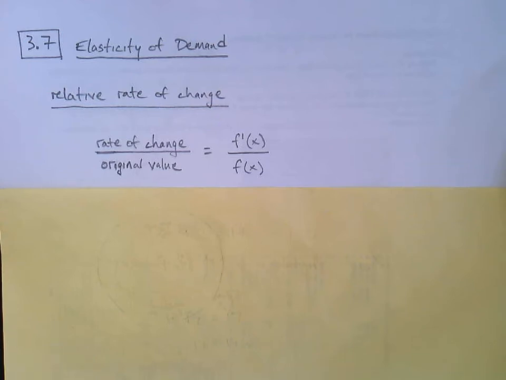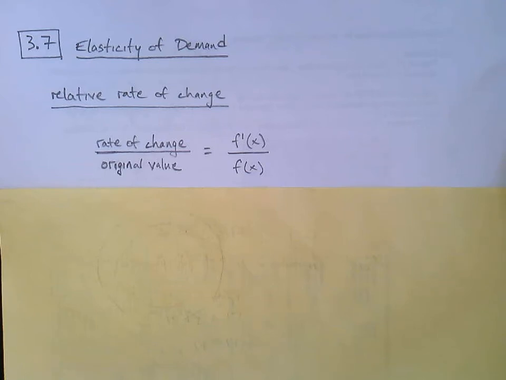What that would look like in a formula, well, the rate of change is described by a derivative, f prime of x, divided by the original value, which is described by the original function, f of x. We put those together and call it the relative rate of change. What we're thinking of is, how fast is our value changing, but relative to what the actual function value is. Let me give you a really quick example.